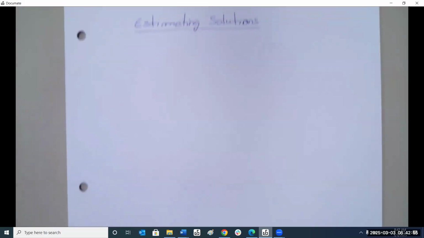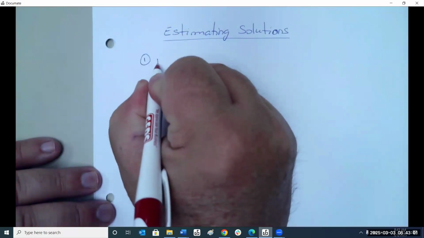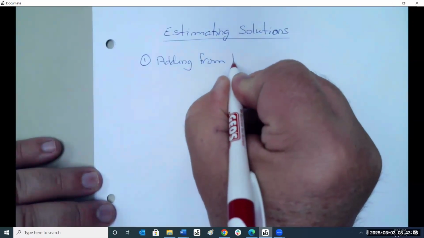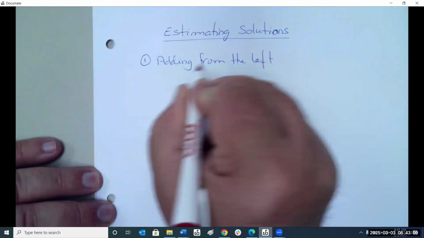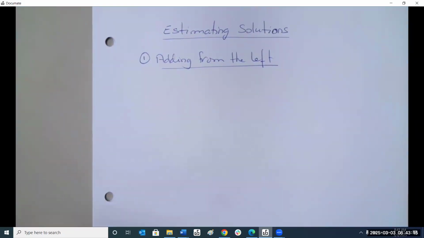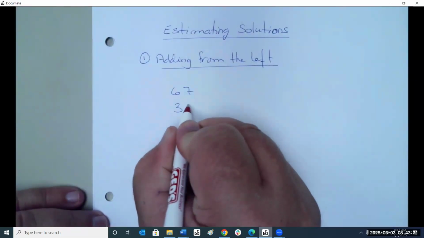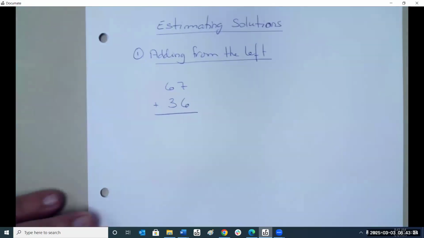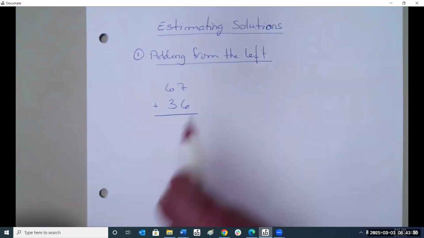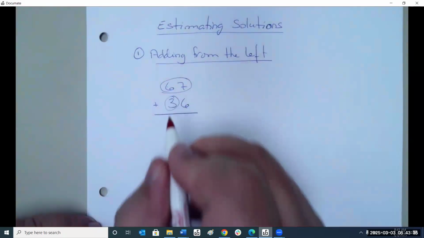All right, now for these, the first method we're going to look at is adding from the left. It's not what you think. We're going to be adding these two numbers. It's not adding the 6 plus 3 and the 7 plus, no. What this is, take this number and then add this number.